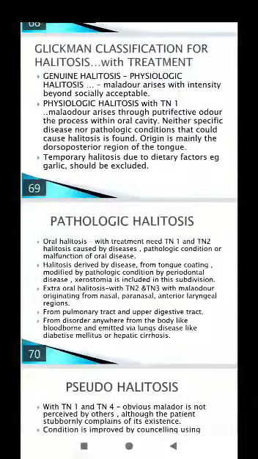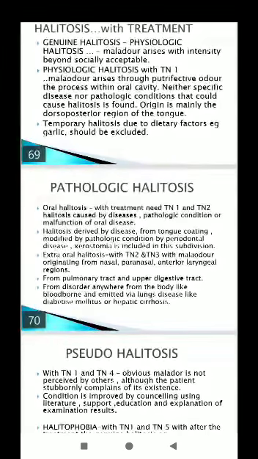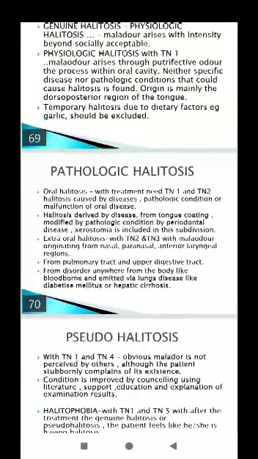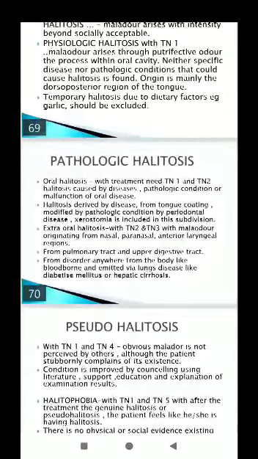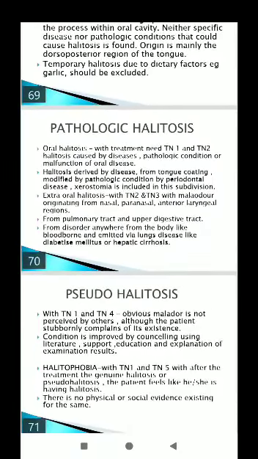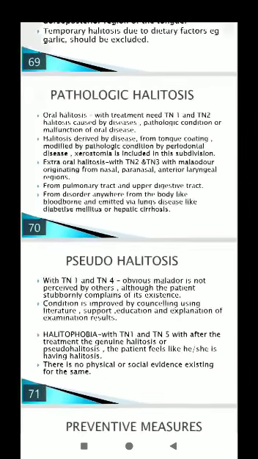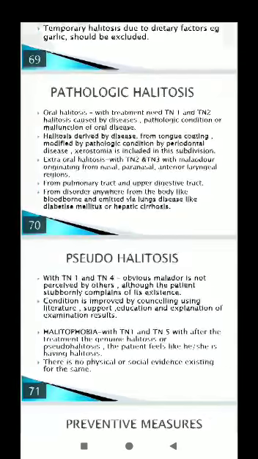Pathologic halitosis, oral halitosis with treatment number 1 and 2, is halitosis caused by disease, pathologic condition or malfunction of the oral cavity. Halitosis derived from disease, that is from tongue coating, xerostomia. And extraoral halitosis with treatment number 2 and 3, with malodor originating from the nasal, paranasal, anterior laryngeal regions, from pulmonary tract and upper digestive tract infection, from disorder anywhere from the body like blood-borne diseases which are emitted via the lungs, due to diabetes mellitus and hepatic cirrhosis.